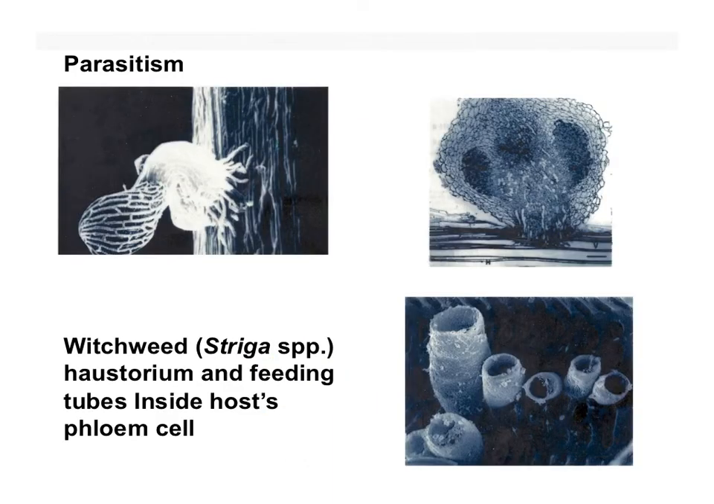These micrographs kind of show in sequence how the witchweed plant works. When it germinates from seeds in close proximity to a host root, it will immediately start sending in haustoria and insert feeding tubes, shown here, inside the phloem cells of the host plant.